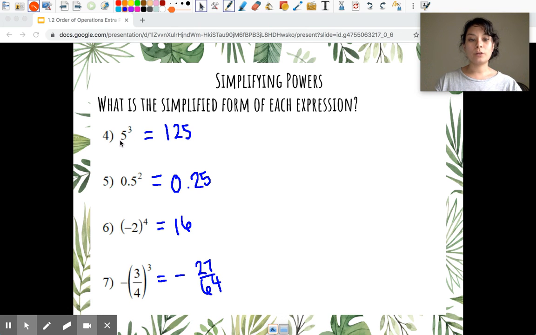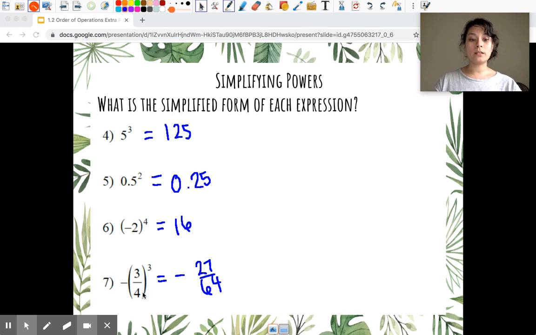For number 4, 5 cubed should have given you 125. If you square 0.5, you should get 0.25. If you raise -2 to the power 4, you should get positive 16. The reason it turns out to be positive is because my negative is a part of the base here, but my exponent's even. So all those negatives end up canceling out when that's the case.